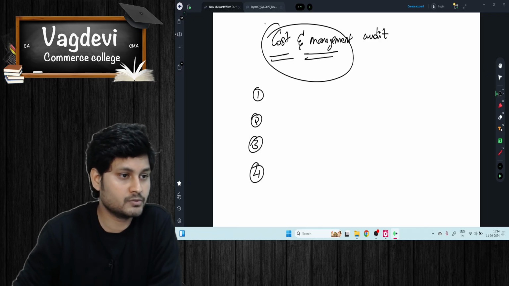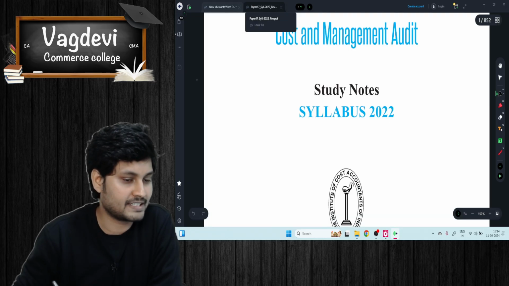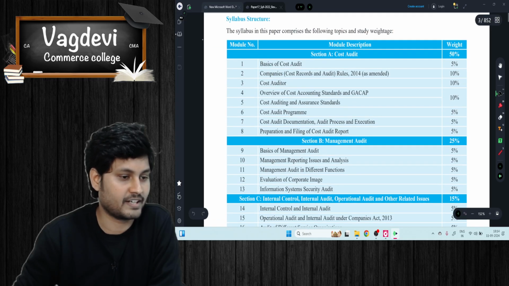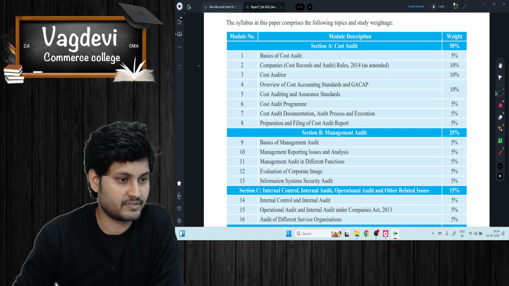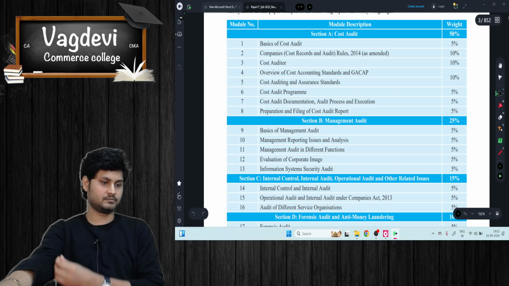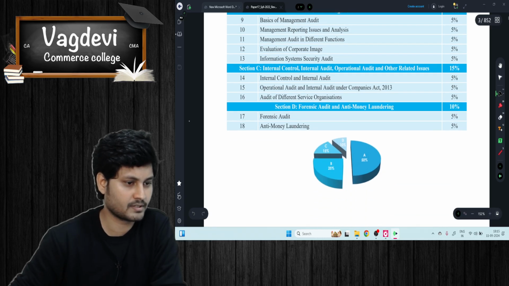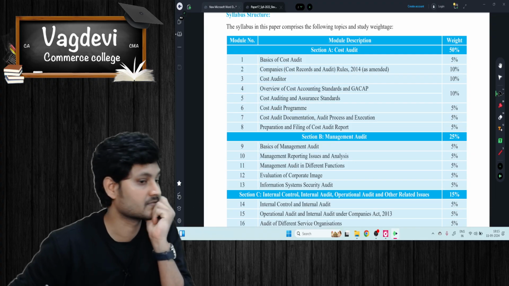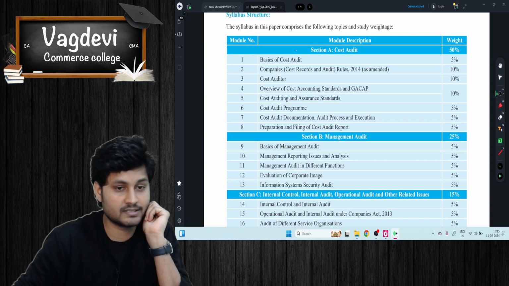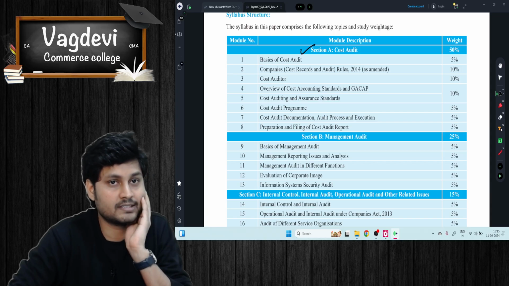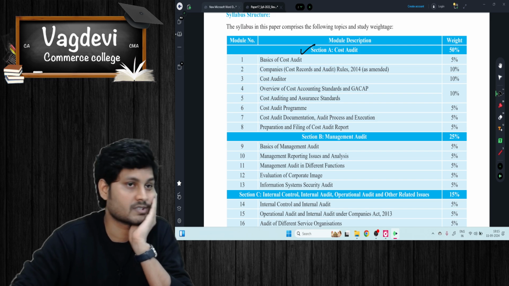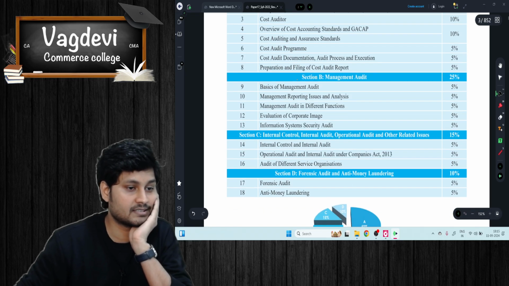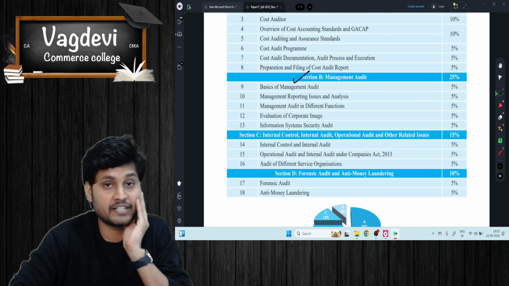Okay. So let us go into this syllabus of CMA paper number 17, CMA final. Okay, this is the syllabus which we have, and module number 1 to module number 18. 18 modules are there. So this entire book is divided into 18 modules. Out of this, the first section is cost audit, which carries 50 marks. And section B is management audit, which carries 25 marks.